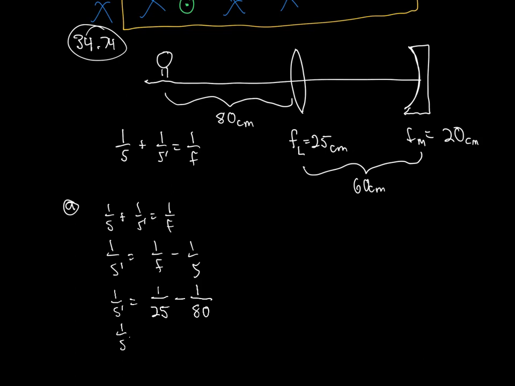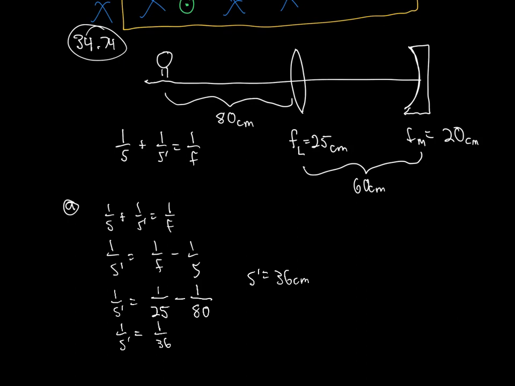So 1 over S prime, plug and chug all your numbers in. You get 1 over 36. So S prime is 36 centimeters. So I should draw that in. Where is that going to form? Is it on the left side of the lens, on the same side as the object, or on the right side of the lens?